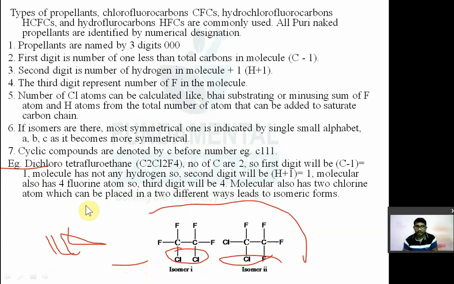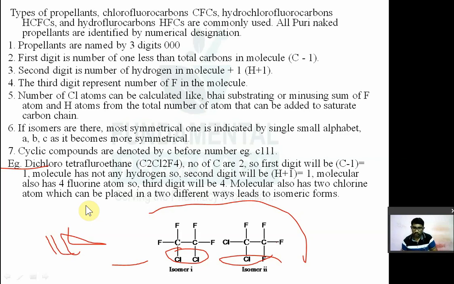This is important. Again remember, propellants are named by 3 digits. The first digit is C minus 1, that is C n minus 1, where n is the total number of carbon in the molecule. Then the second digit is hydrogen, that is the number of hydrogen in the molecule plus 1. The third digit is the number of fluorine atoms in the structure.